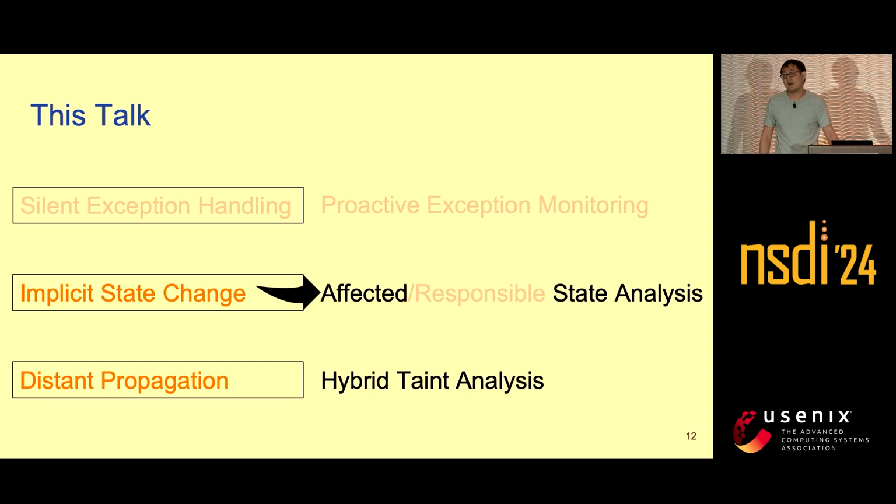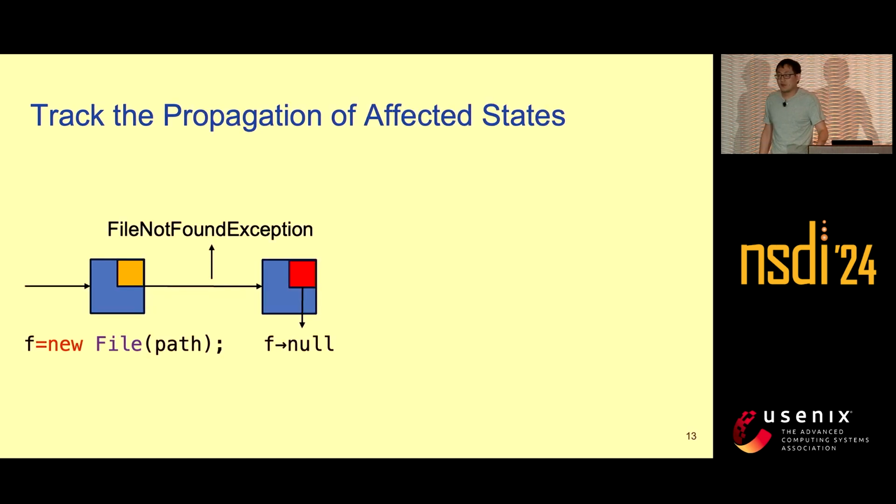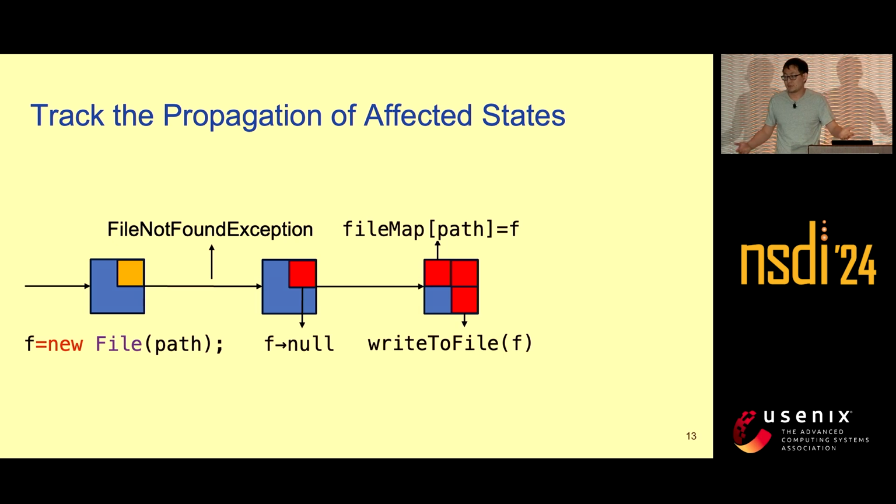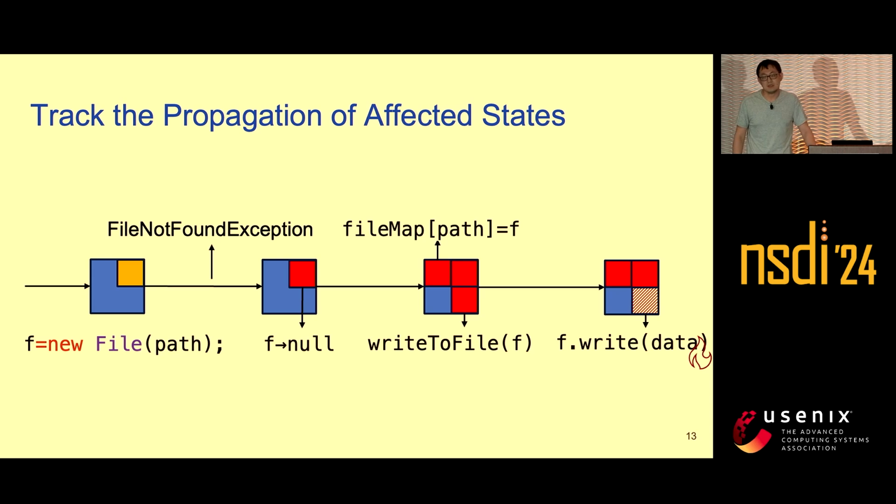So now we have identified the affected state of the exception. And we still need to track how those states propagate to construct the dependency chain. To give you a more concrete example, let's see how the program executes after the file not found exception happens. The application may store the file pointer to some map. It can also pass it as a function parameter to other functions. And finally, when it tries to write to the file pointer, the program crashes. But how do we know that this file pointer that causes the null pointer exception is the same file pointer that is affected by the file not found exception?